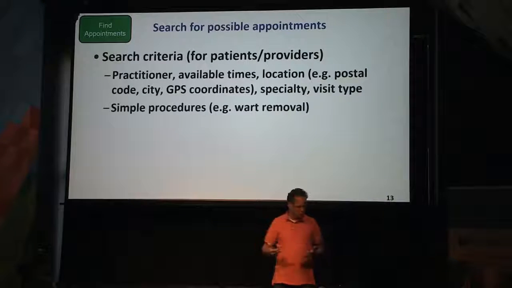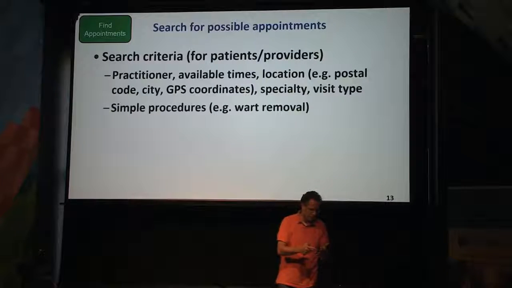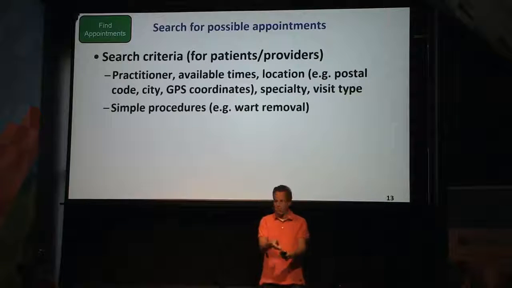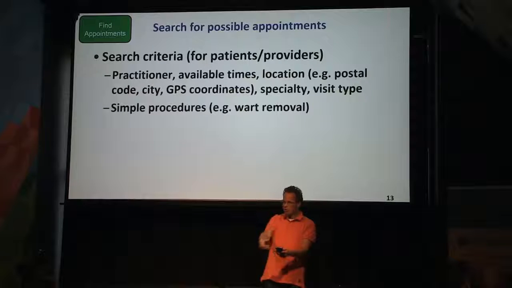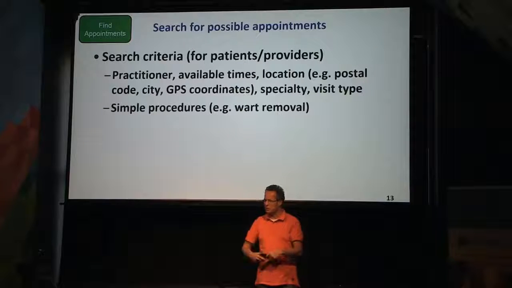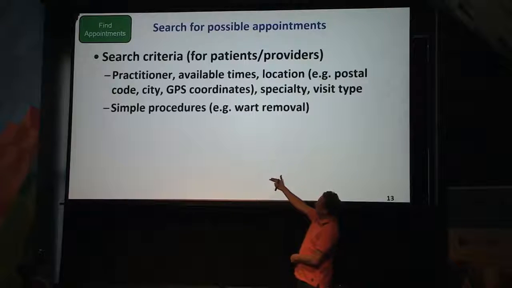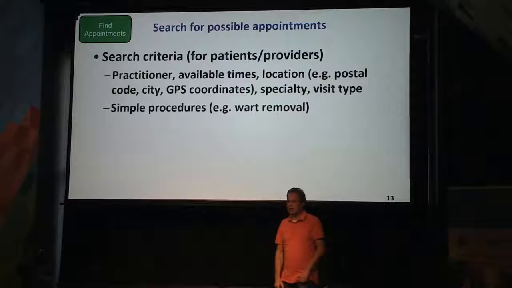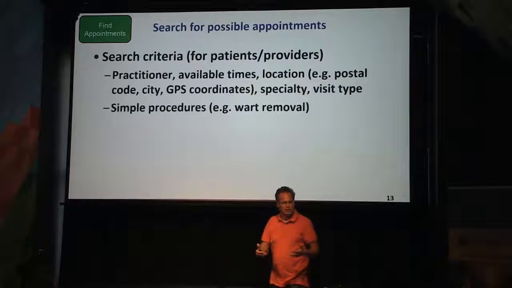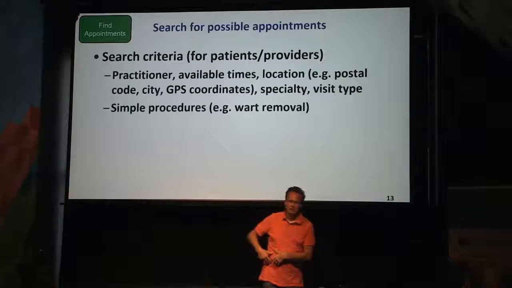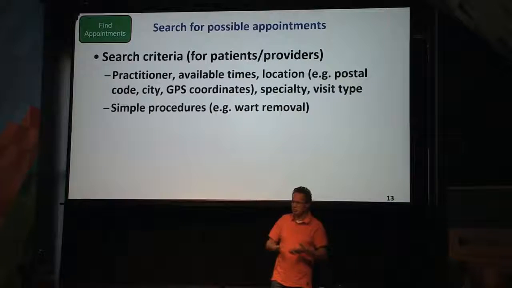So then your query becomes things like specialty, maybe practitioner type, available times, maybe the location, maybe based on your GPS coordinates where you are right now. Give me a neighboring specialist of a certain kind. Why not? And maybe the query parameter could include a simple procedure. Like I want to have a wart removed. That's something that the patient can schedule. You cannot schedule, I want to have my appendix removed. Okay, that needs a bit more than just scheduling in order to deal with that.